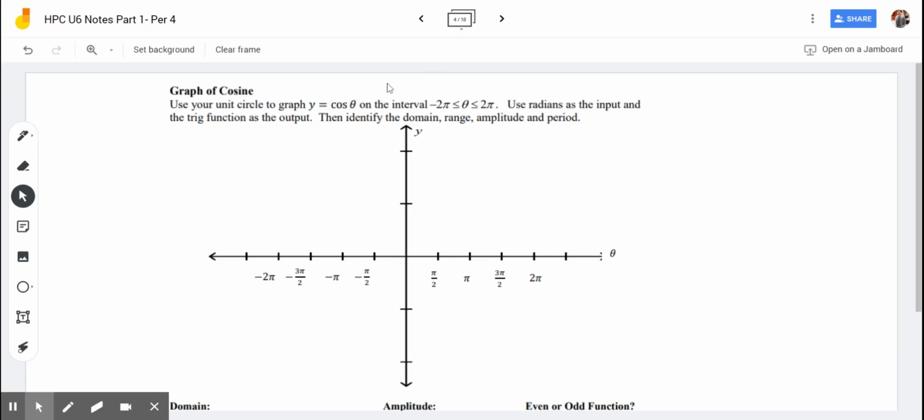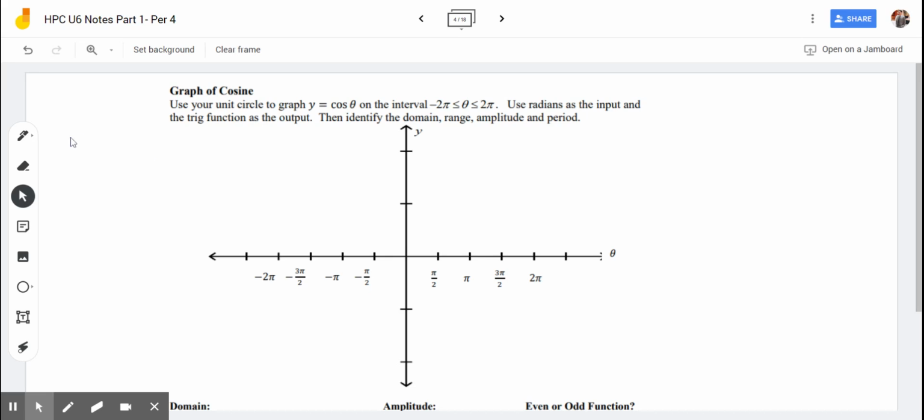We're going to go over the parent function for cosine. It says use your unit circle to graph y equals cos of theta on the interval negative 2 pi less than or equal to theta less than or equal to 2 pi. Use radians as the input and the trig function as the output. Then identify the domain, range, amplitude, and period.